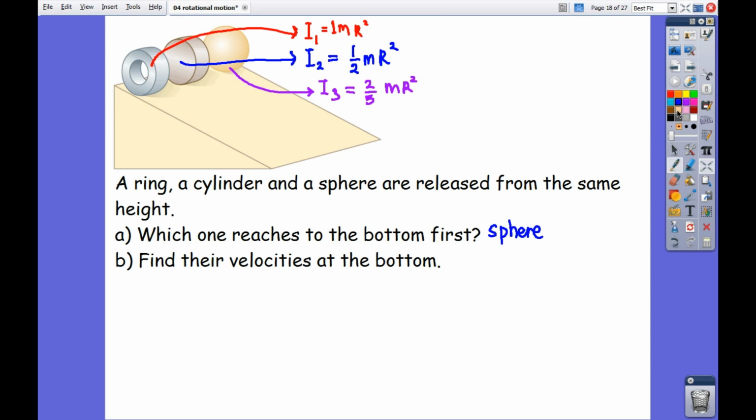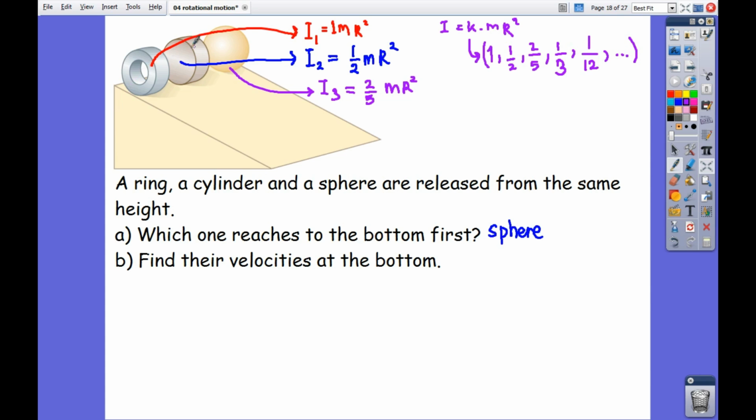Now let's find the answer to question B. Now as you can see here, moment of inertia is actually k times m r squared, where k is a number such as 1/2, 2/5, and then 1/3, 1/12, and so on.